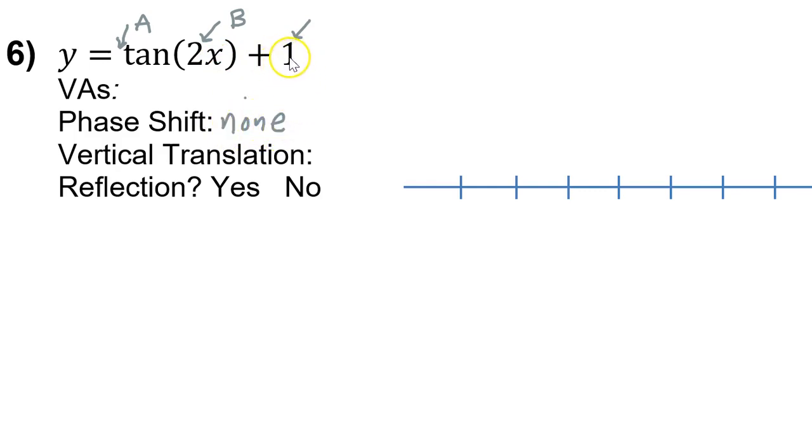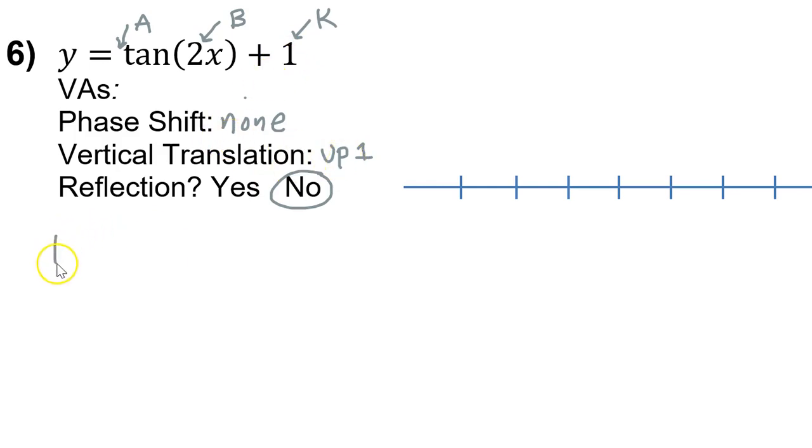Now, this number being added on the end, that's my k value, and that's going to be a vertical translation. So the whole thing is going to be moved up 1. Whatever I do is going to be moved up 1. So watch out for that. There's no negative sign in front or here, so there is no reflection. So I'm going to say none on that. Okay, so we'll be very careful to deal with this vertical translation.